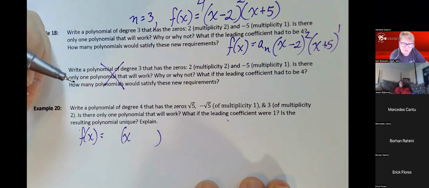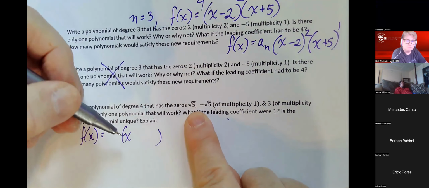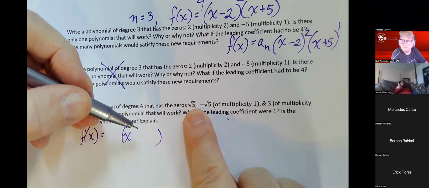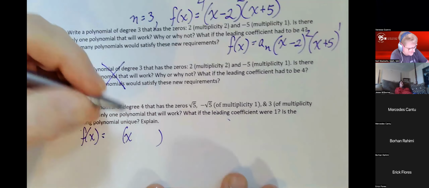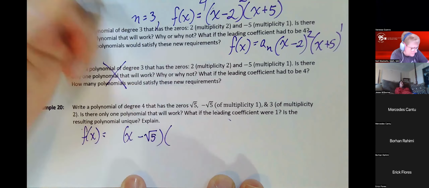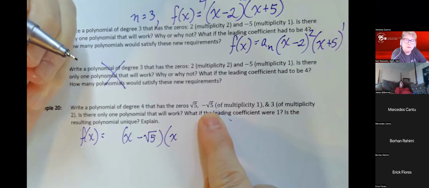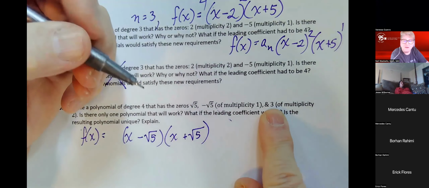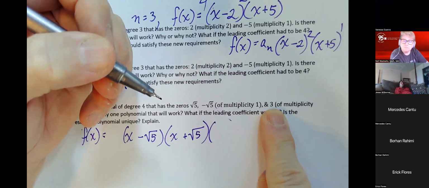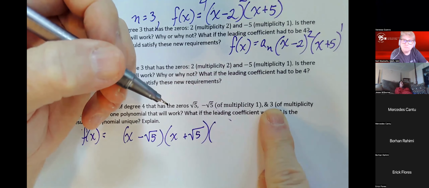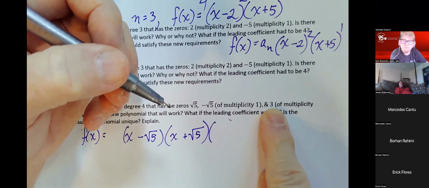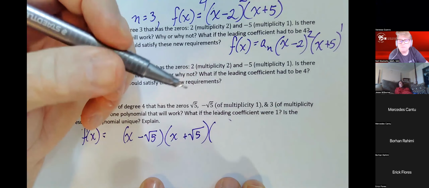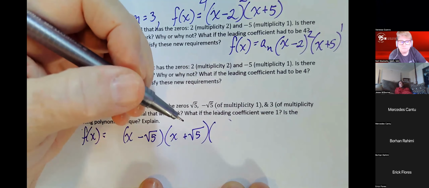Do I put x plus the square root of 5 or x minus the square root of 5? It would be negative square root of 5. That's right. And the next one would be x plus square root of 5. And then if we have a 0 of 3, we would put x plus 3 or x minus 3? Minus 3. Good.